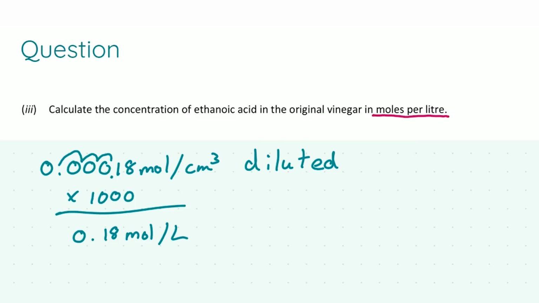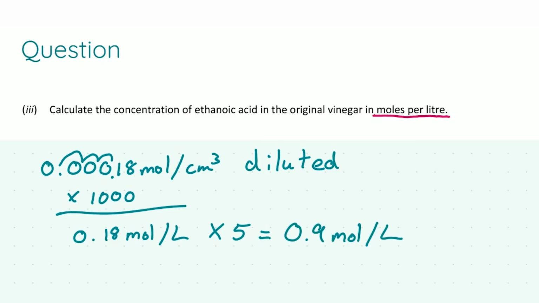So to get our moles per litre, or our molarity, of our original vinegar, all we do is get our moles per litre of the diluted and multiply by 5. So 0.18 multiplied by 5 will give us our molarity of our original vinegar. So we'll throw this into a calculator and we'll get an answer out straight away. And we have 0.9 moles per litre, our original vinegar solution.